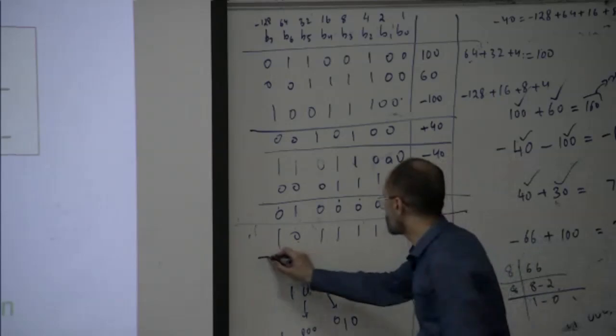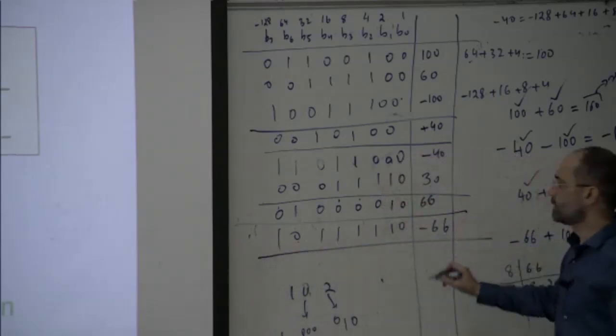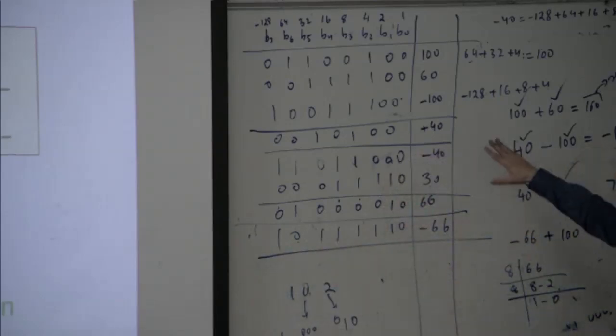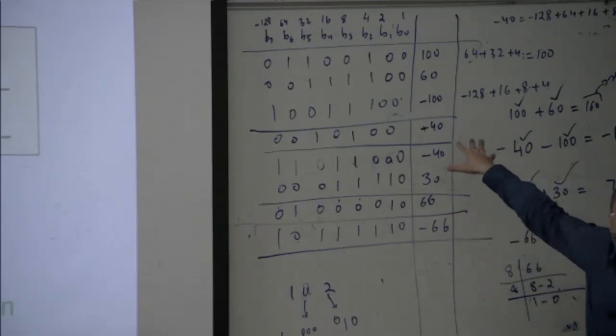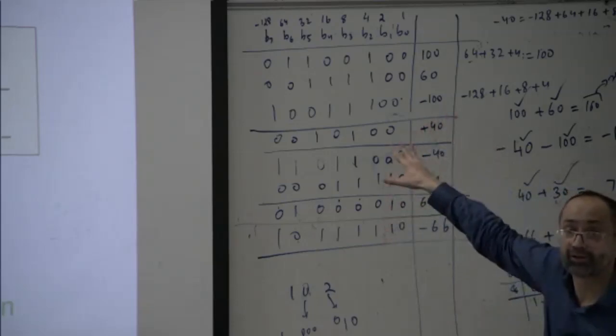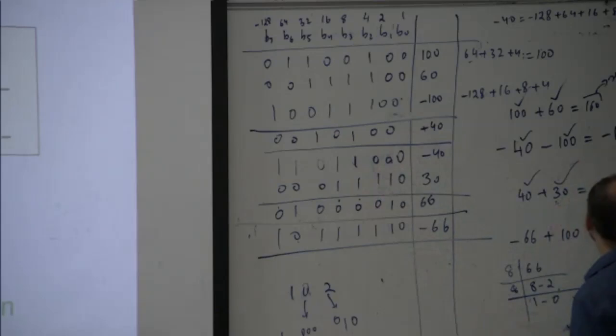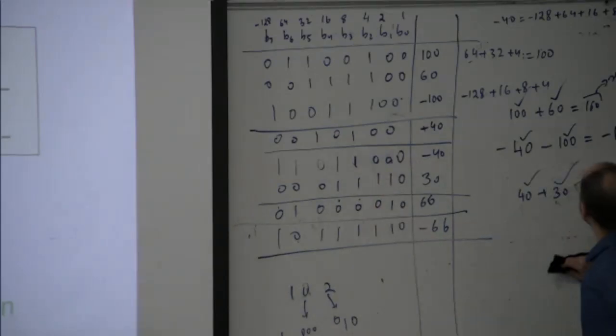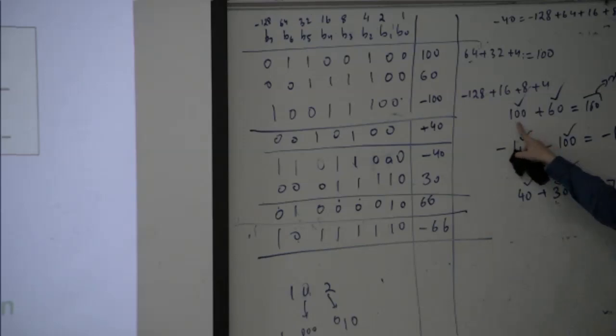Got it? So this is minus 66. Now we did all the calculations, and I'm just repeating all the things like the conversion. Now we want to perform the first computation. What is the first computation?